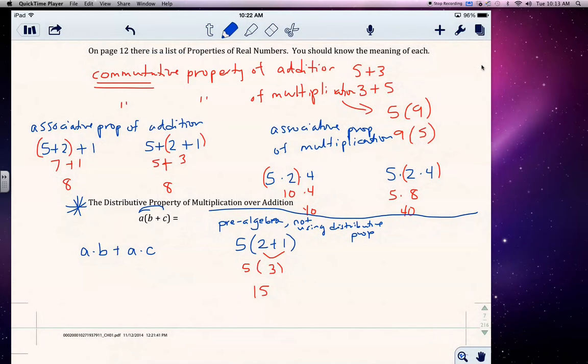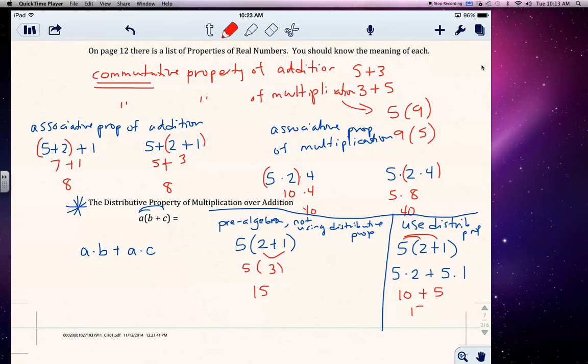Now let's do the same problem, and let's use the distributive property. You should get the same answer. So what I do is I take 5 times 2, so I get 10, plus 5 times 1, which is 5, and I get 15. I get the exact same answer.